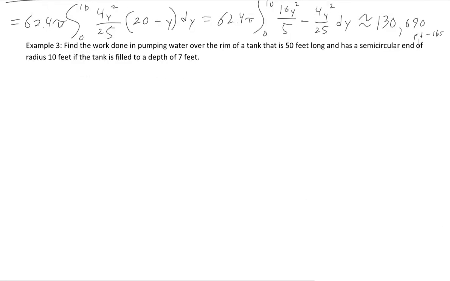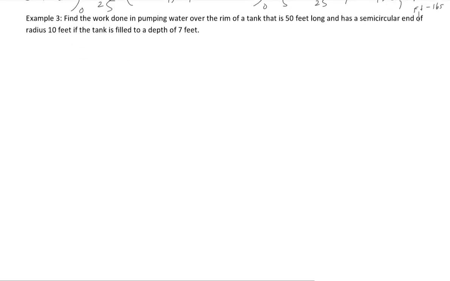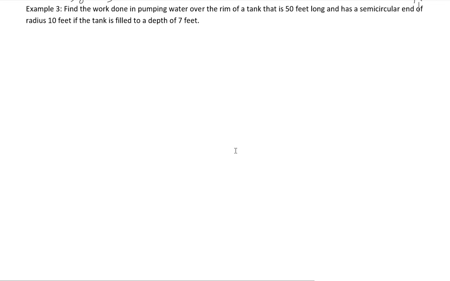I want to do one more example of this because these can be a little bit tricky. Find the work done in pumping water over the rim of a tank that is 50 feet long and has a semicircular end of radius 10 feet if the tank is filled to a depth of 7 feet. Okay, well first we have to draw that. So semicircular end, so it looks like a trough, and it's 50 feet long.